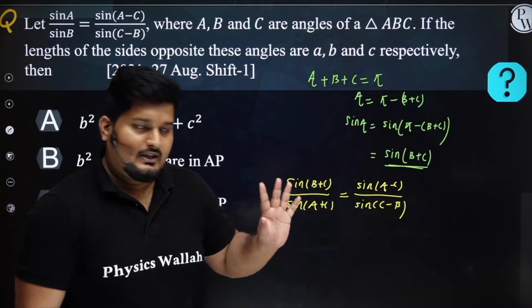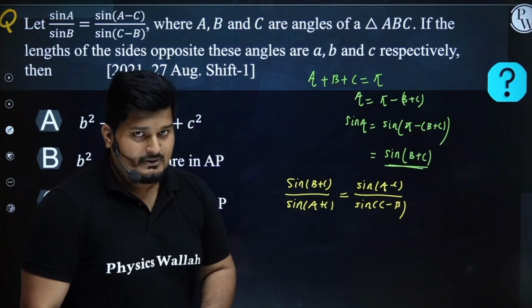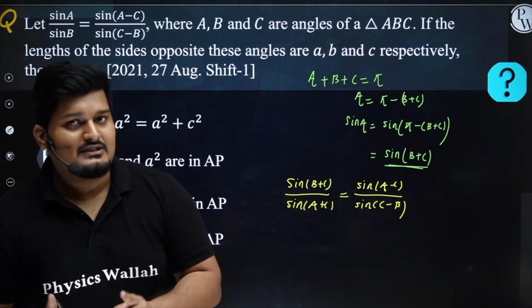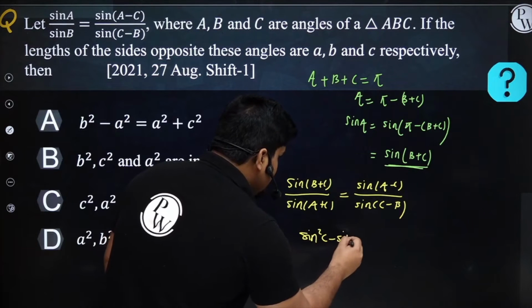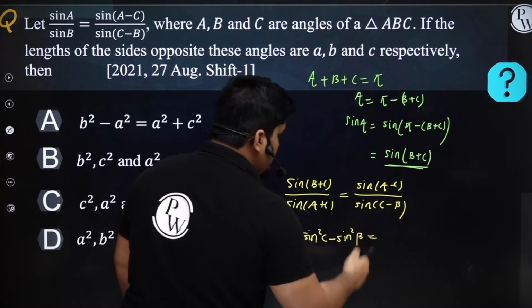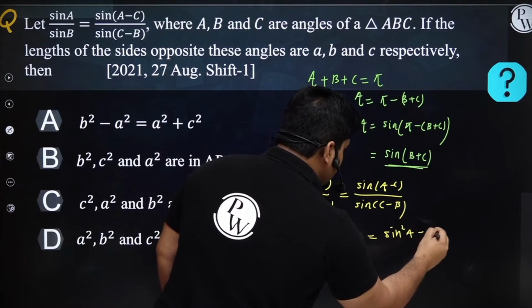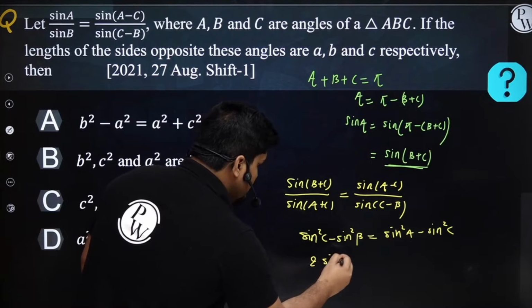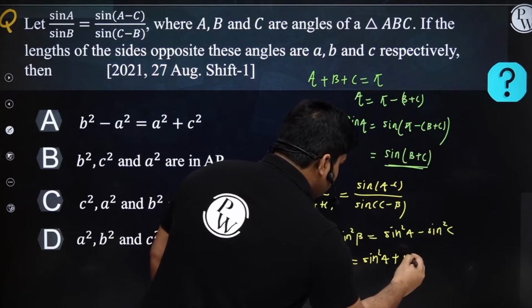Now cross multiply. When you cross multiply, you have sin(C plus B) into sin(C minus B). That is the formula we already are aware of. Sin(C plus B) into sin(C minus B) will give you sine square C minus sine square B, which is equal to, multiplying these two, sine square A minus sine square C. So we get twice of sine square C is equal to sine square A plus sine square B.